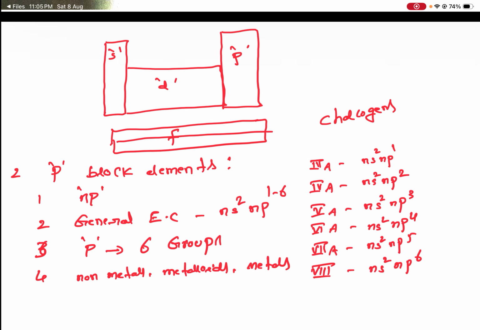Next point, what is the position of the P block? The P block is present on the right side of the periodic table.